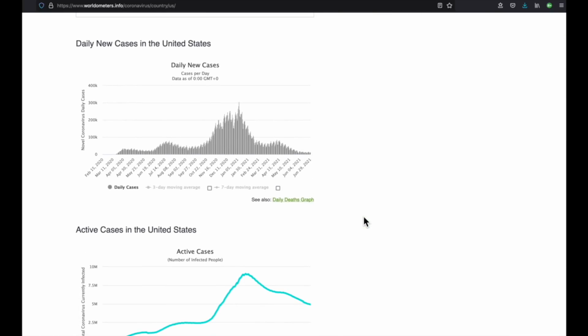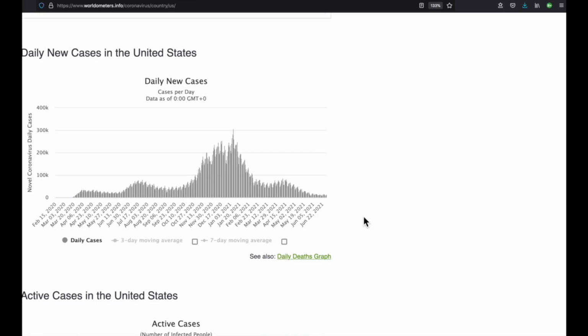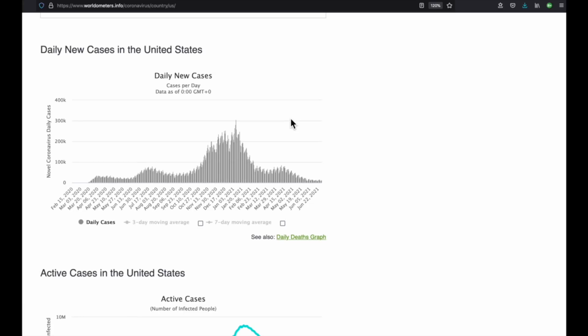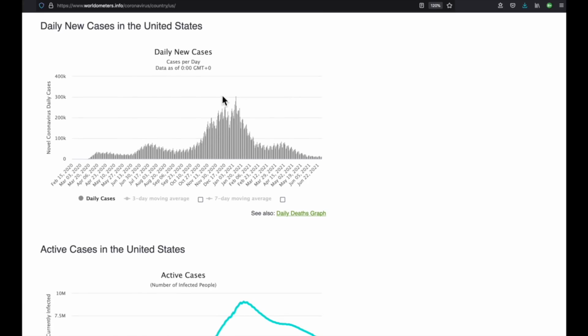So this was the peak, January 8th, right around the inauguration. The most new cases. And then case counts have been coming down a little hump and have been trailing away.